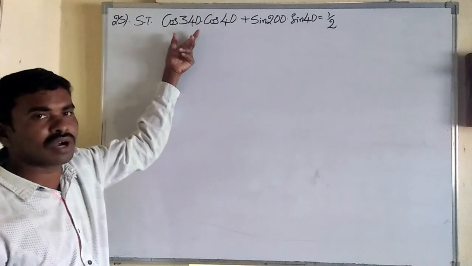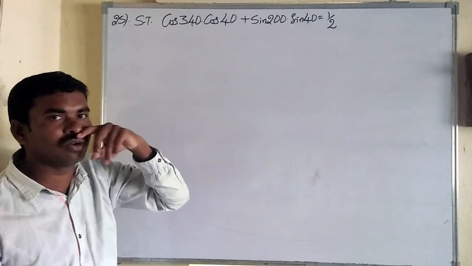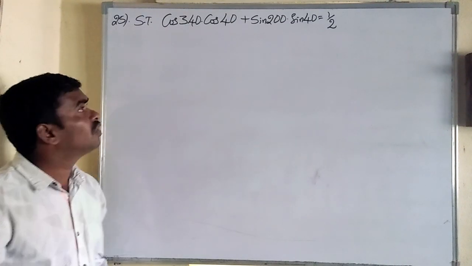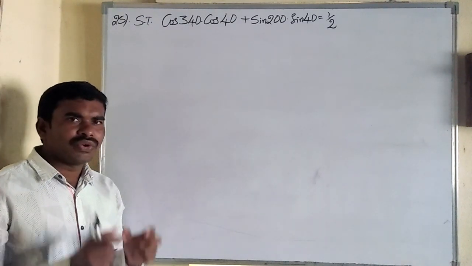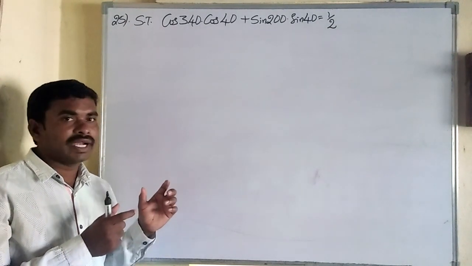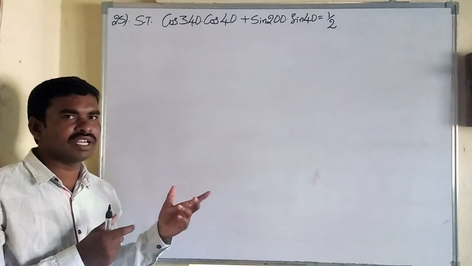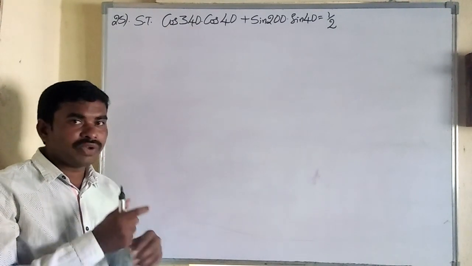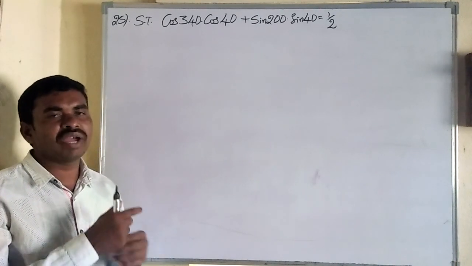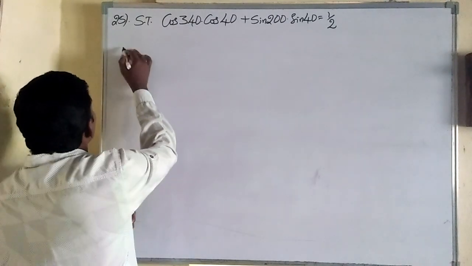Now, do you know the cos 340 value? No. Do you know the cos 40 value? No. Okay, now how to do it? I'll tell you. One thing is, you don't bother about this chapter. By reading the formulas only you may feel it is difficult, but after doing the problems one by one, you may feel happy. How to do this problem?